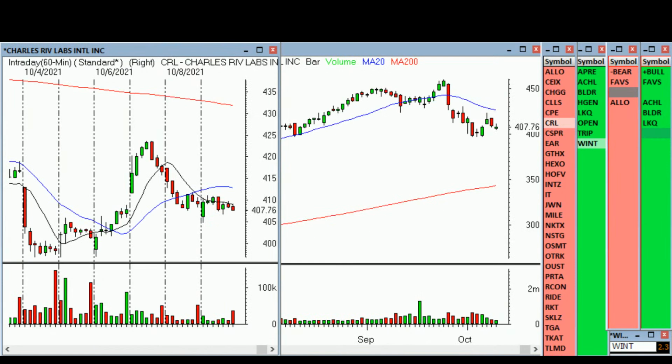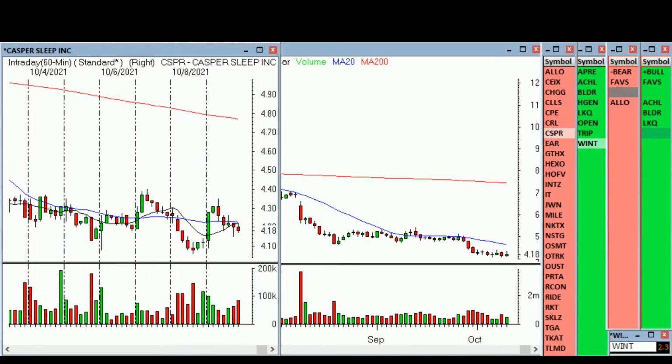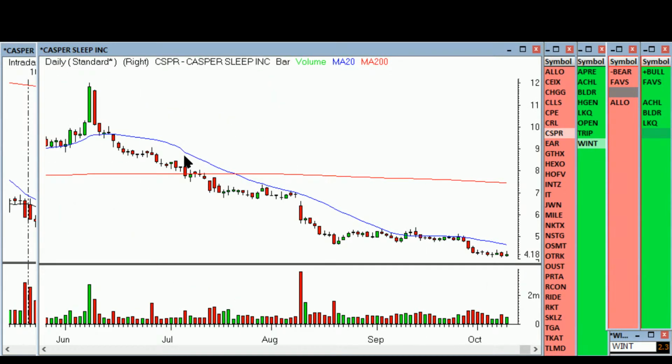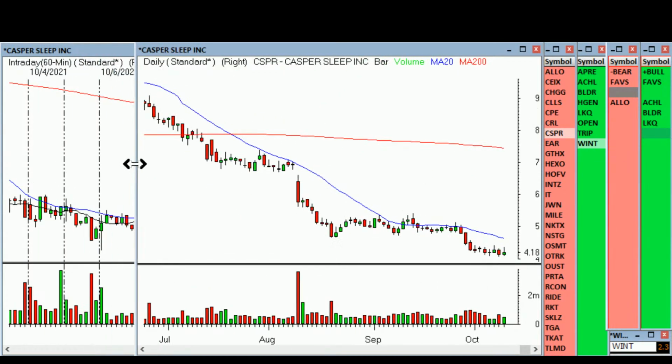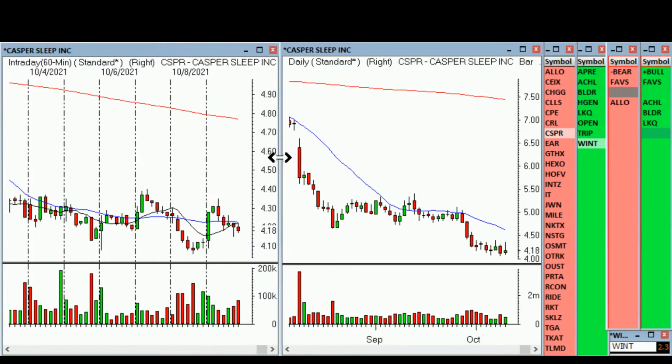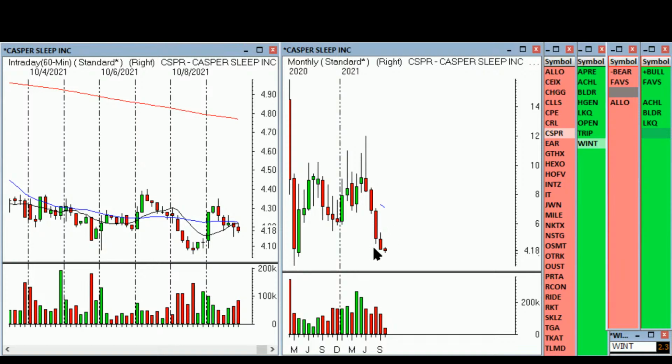CRL, we said we might add back the half that was trailed out last week, because it looks good long term. CRL. And the CSPR, wow. Is this Casper? Yeah, Casper, that's the mattress company. Wow. They're definitely hitting the floor. I mean, it looks lower still.